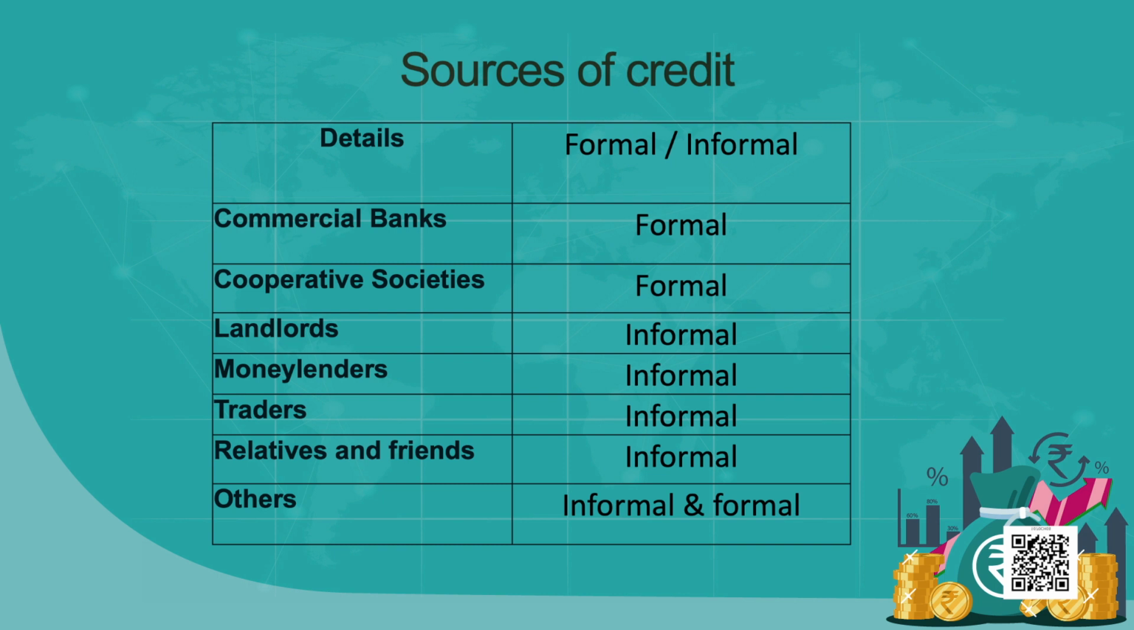And then relatives and friends; some friends may charge you interest or they may not. These are the broad categories of people from whom the credit may come. These are the sources of credit. The commercial banks and the cooperative societies are called formal sources, and the rest, landlords, money lenders, traders, relatives and friends, are called informal sources of credit.